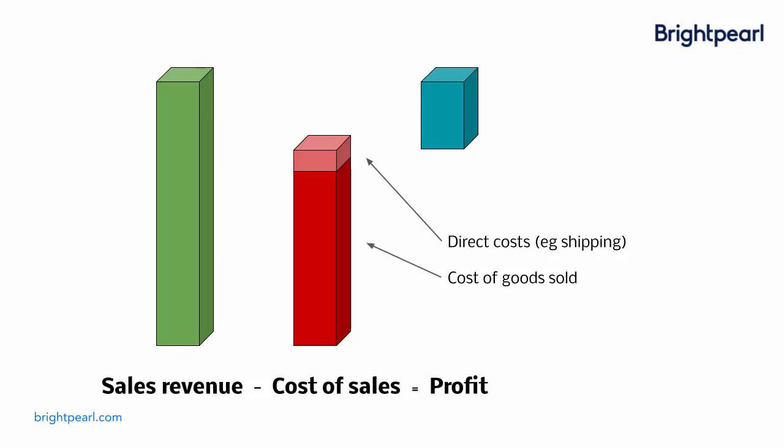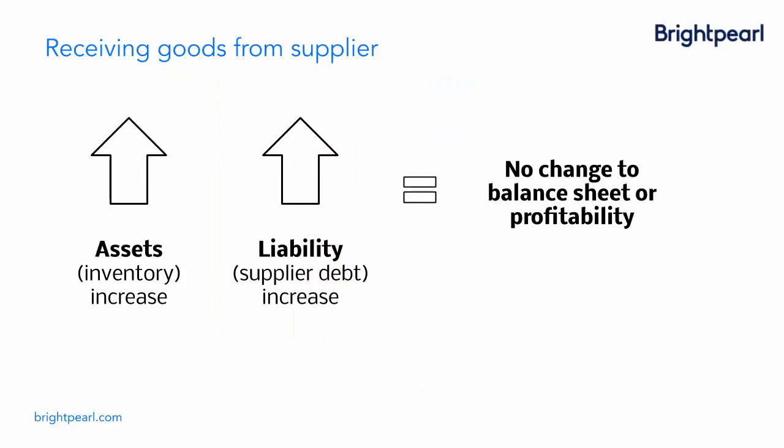First, let's take a look at the inventory that you buy and sell. If you buy the inventory, you own it at some point. If you own something, it's an asset, which must be shown on your balance sheet. If your stock levels increase, your balance sheet assets go up. This is matched by an increase to the debt you have to your supplier, which is a liability, so your balance sheet does not change. You've not made any profit at this point.